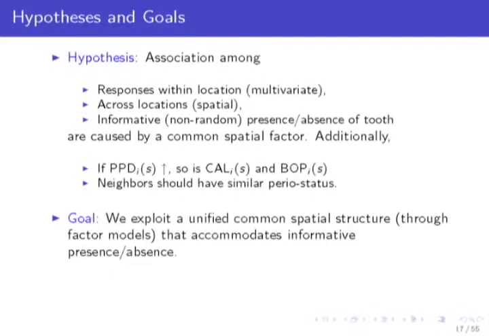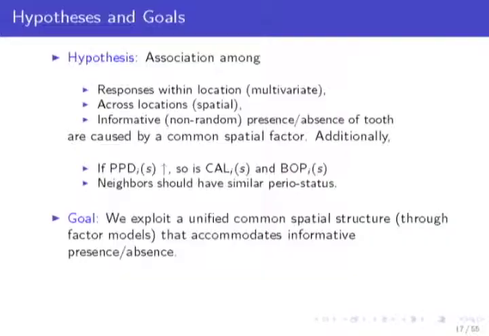In our hypothesis, we assume that the responses within location are multivariate. Across locations, they are spatially associated, and they probably have informative non-random presence absence, which we assume are all caused by a common spatial factor. Additionally, we want to see that if the pocket depth is increasing, so is the clinical attachment loss, and so is the BOP. Now, BOP is a binary, so you should be getting something like an estimated value of zeros and ones when you try to do that.